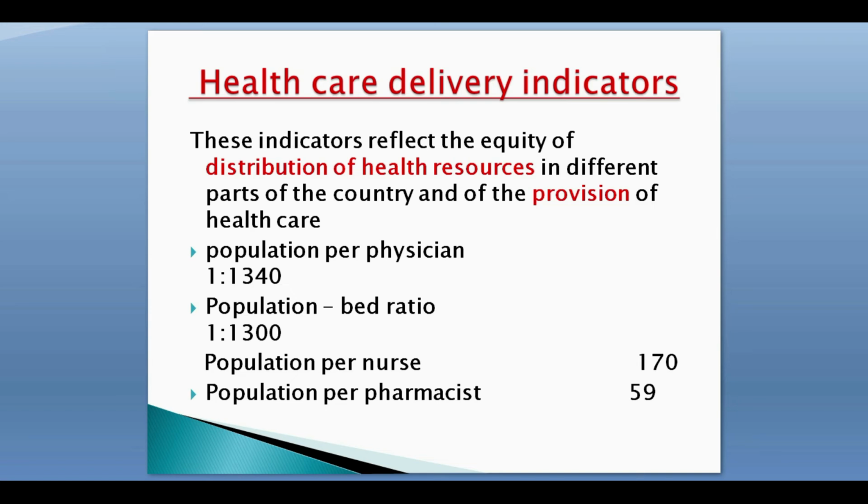Healthcare delivery indicator. These indicators reflect the equity of distribution of health resources in different parts of the country and of the provision of healthcare. For example, population per physician in India is 1 to 1,340, population bed ratio 1 to 1,300, population per nurse 1 to 170, population per pharmacist 1 to 59.